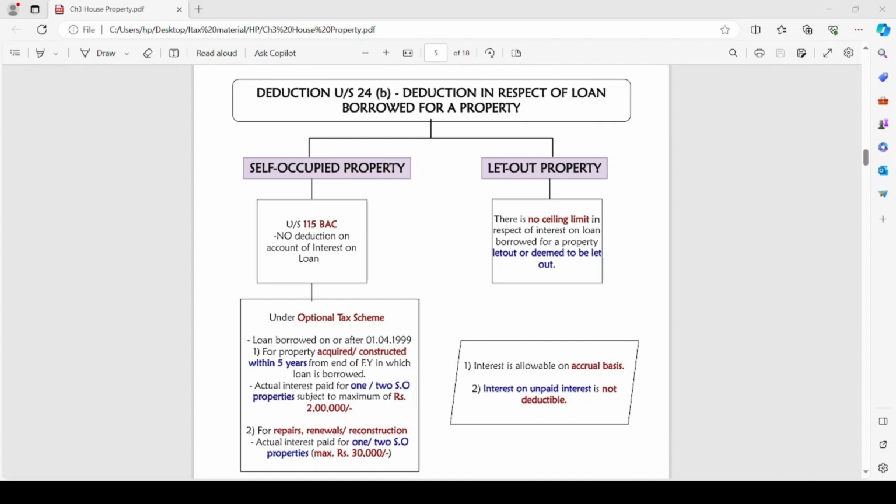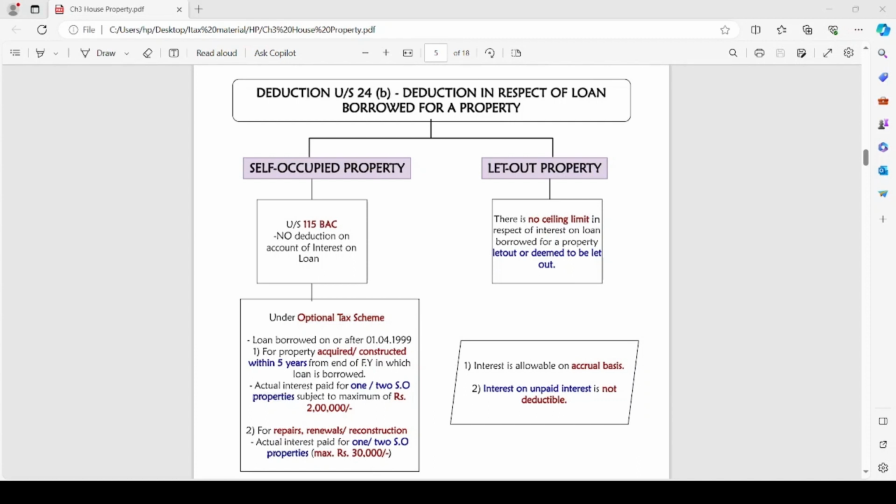But when it comes to let out property, the assessee is already getting rent on such property. We can compute GAV, we can claim deduction of municipal taxes, we will arrive at NAV. On such amount, we are claiming 30% standard deduction. And now, the assessee can also claim deduction in respect of interest on loan borrowed for such property without any threshold limit. So, there is no ceiling limit in respect of interest on loan borrowed for a property let out or deemed to be let out.